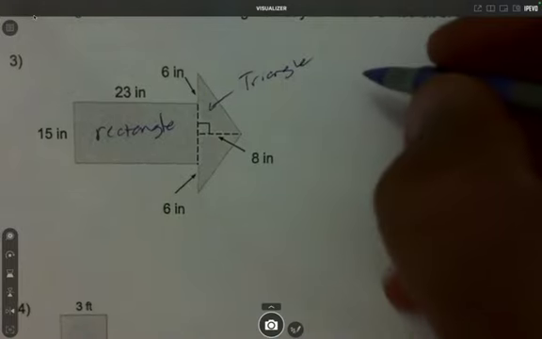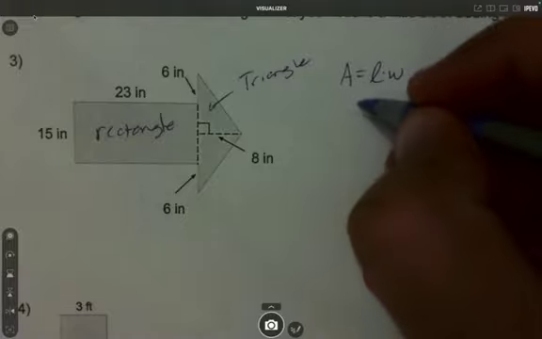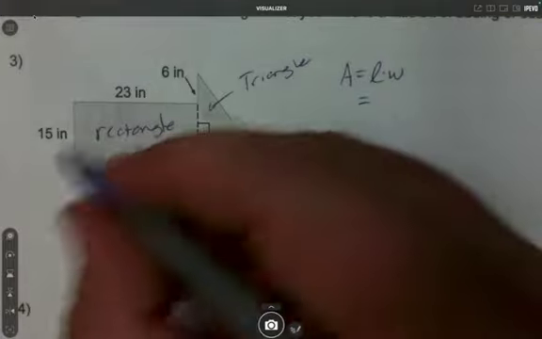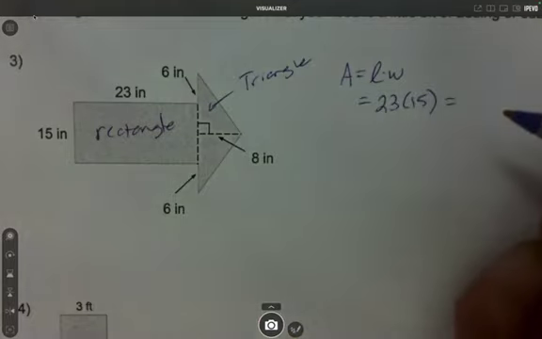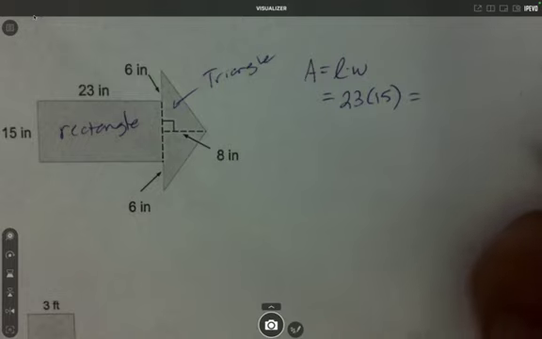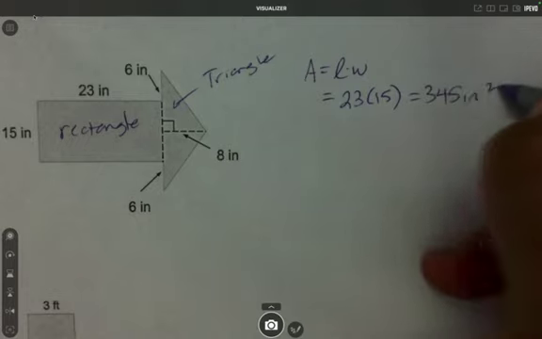But the area of the rectangle is straightforward. Length times width, or base times height, whichever one you want to call it. So that's going to give us 23 times 15. So the area of the rectangle, if you do that in your calculator, you'll get 345 square inches.